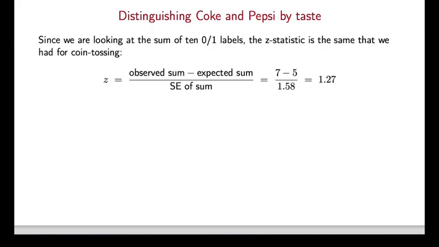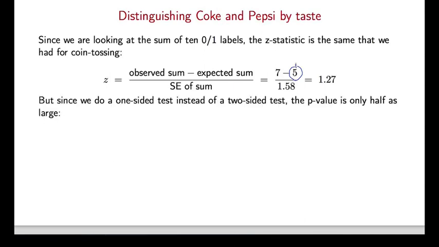So in this case, the z-statistic looks exactly like the one we had for coin tossing. We have observed sum, which is 7. The expected sum in 10 trials would be 5. And then we have the standard error of the sum in the denominator, and we found that to be 1.58. So the z-statistic comes down to 1.27.